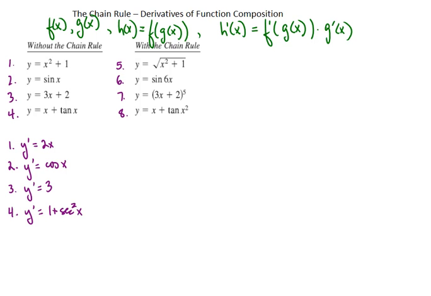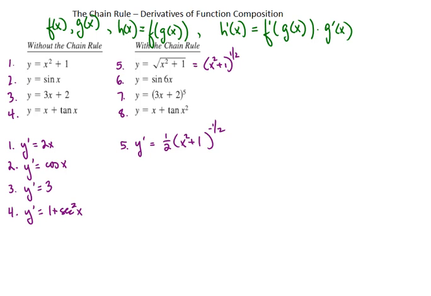So for example, with example 5, if we first rewrote square root of x squared plus 1 as (x squared plus 1) to the 1/2, we would say that y prime is equal to the derivative of the outside function, which is something raised to the 1/2 power. And the way we find the derivative of that is we bring down the half and we reduce the power from 1/2 to negative 1/2. But we're going to leave the inside alone.